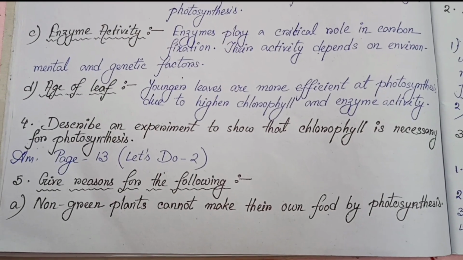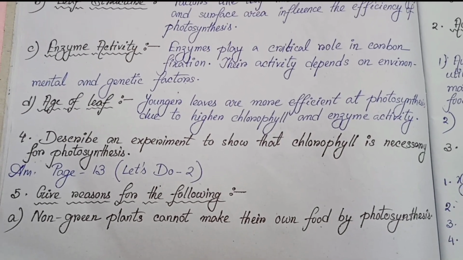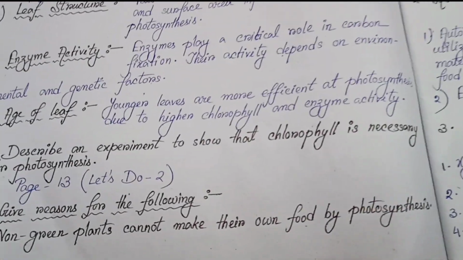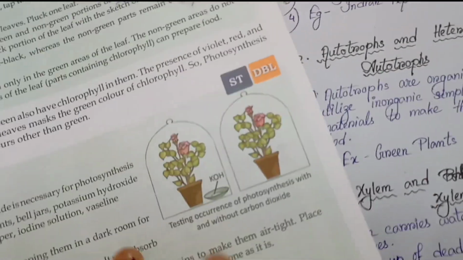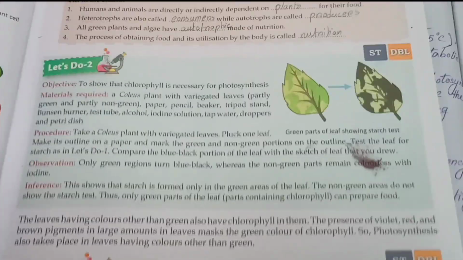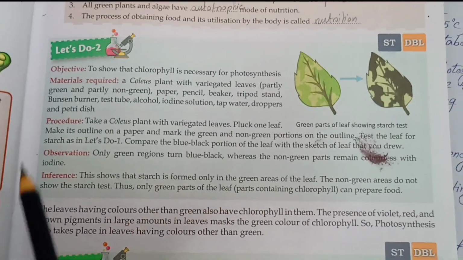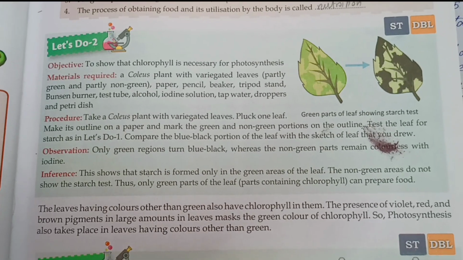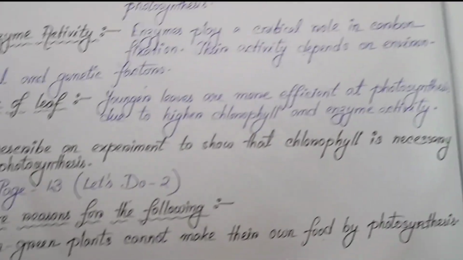Number 4, describe an experiment to show that chlorophyll is necessary for photosynthesis. This answer is given on page number 13. Okay, so let's do 2. This one you can take a screenshot of this answer. Okay, let's move to the next question.